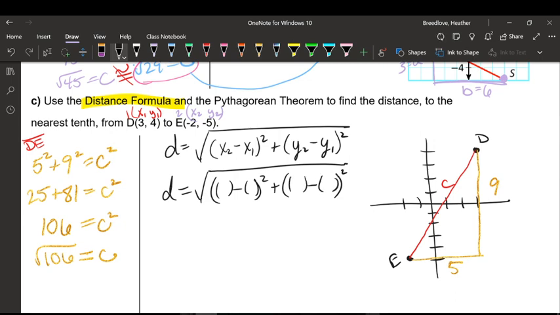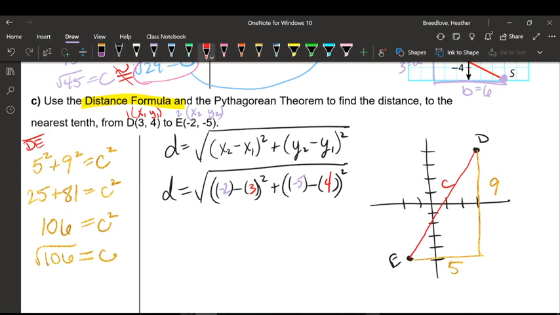So x2, looking back up here at x2, I labeled that point E. The x value of point E is -2. And then the next blank is x1. That's the x value of point D. That is 3. And then I have y2. As point E, y value is -5. And then the y value of point 1, which is the D, is 4. It sounded like it was really complicated.